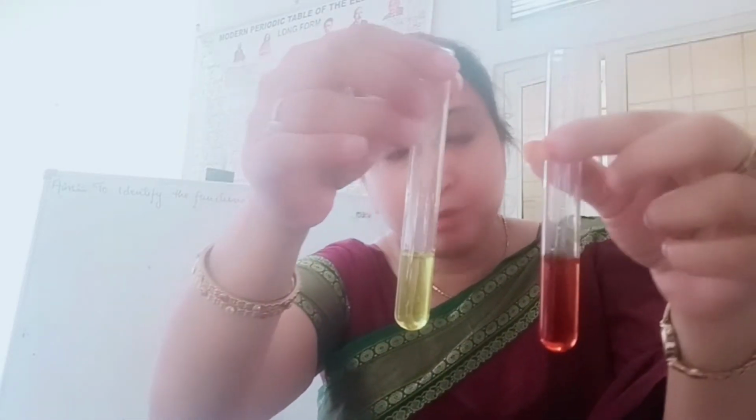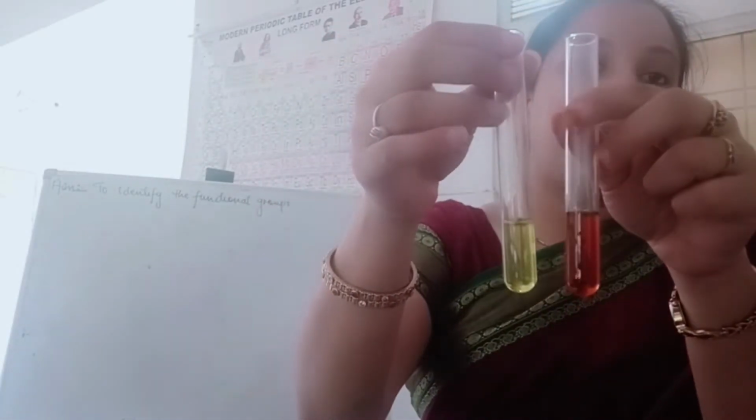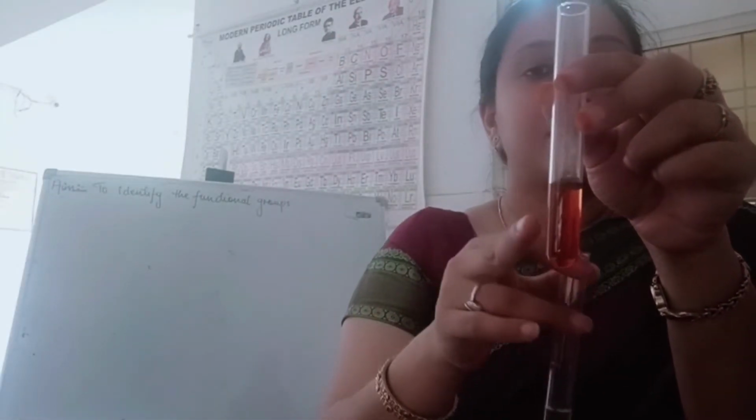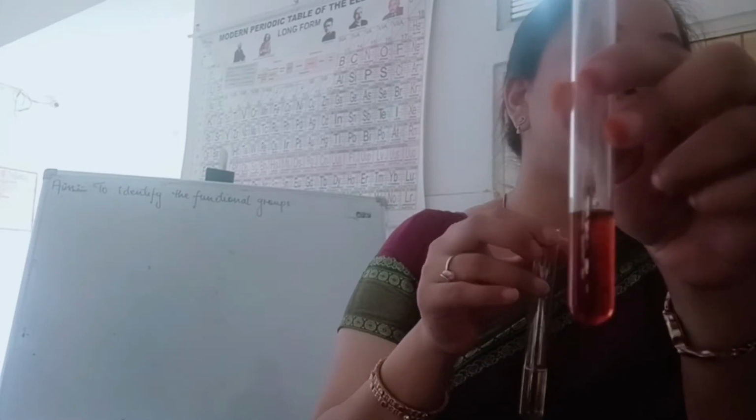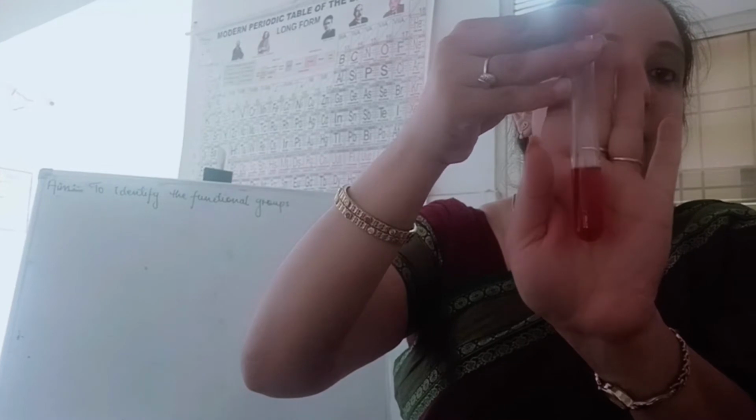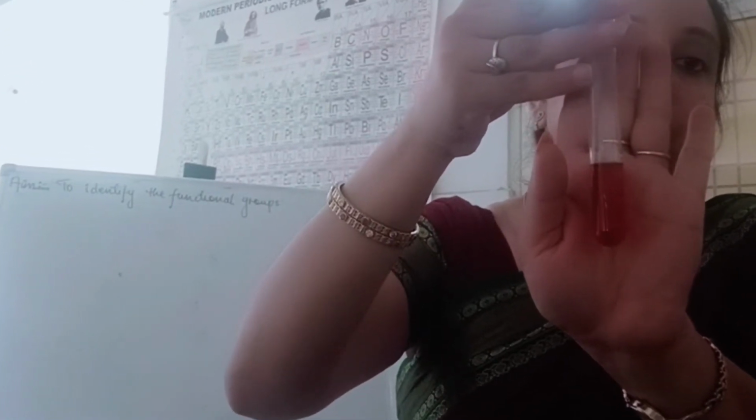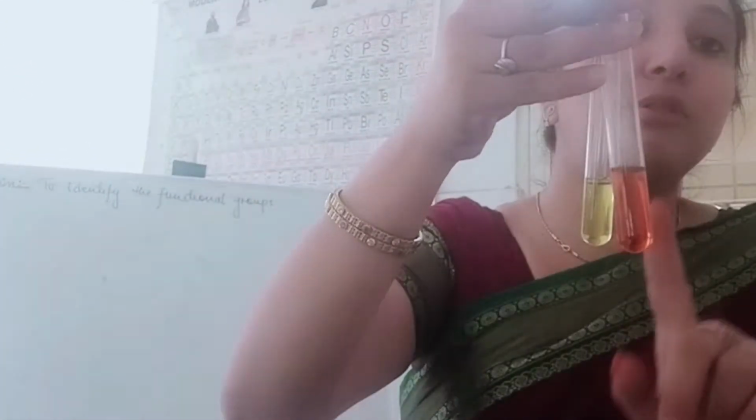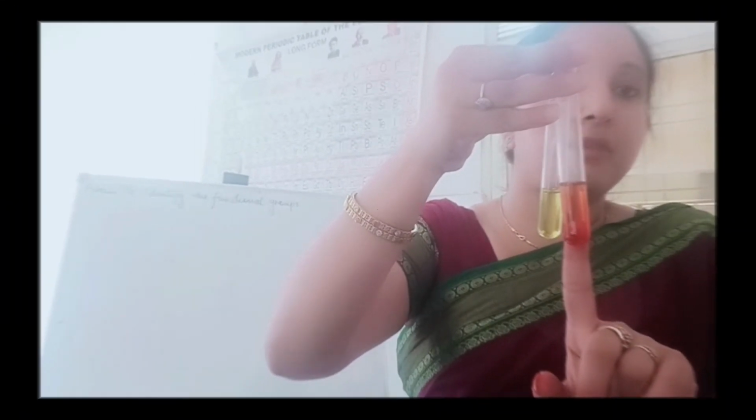Now if you observe, it is very clear that the color of the organic compound has changed to a reddish color. So this confirms the presence of the alcoholic group in the given organic compound sample.